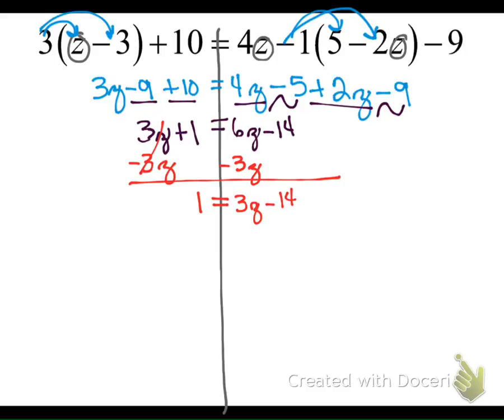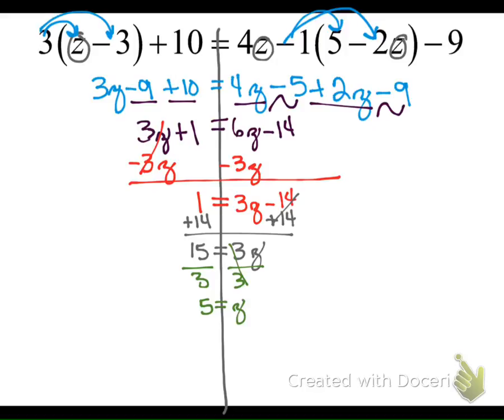So now what? Plus 14 on both sides. So this will do 15 equals 3z. And divide by 3. So it gives you 5 equals z. So although that one was a little bit longer, you still followed the same steps. Any questions on that one?